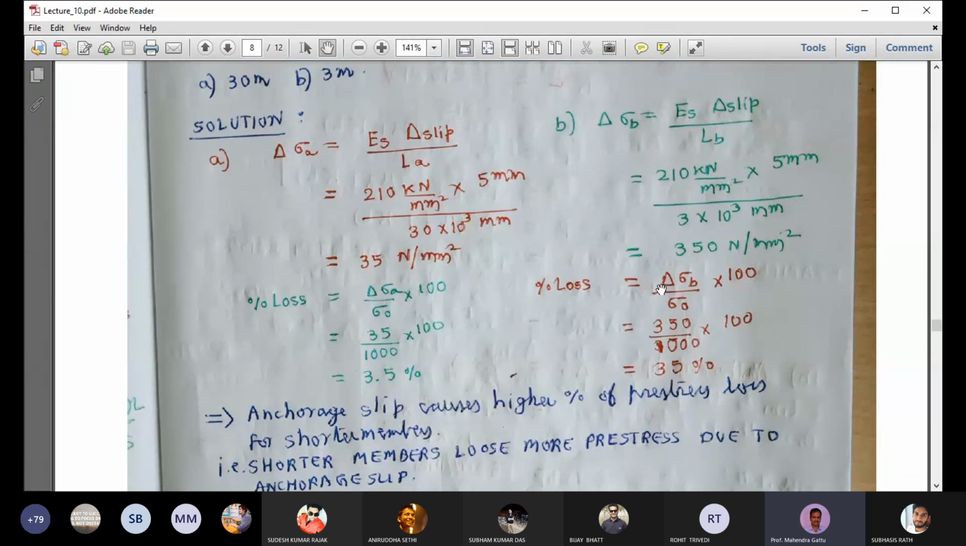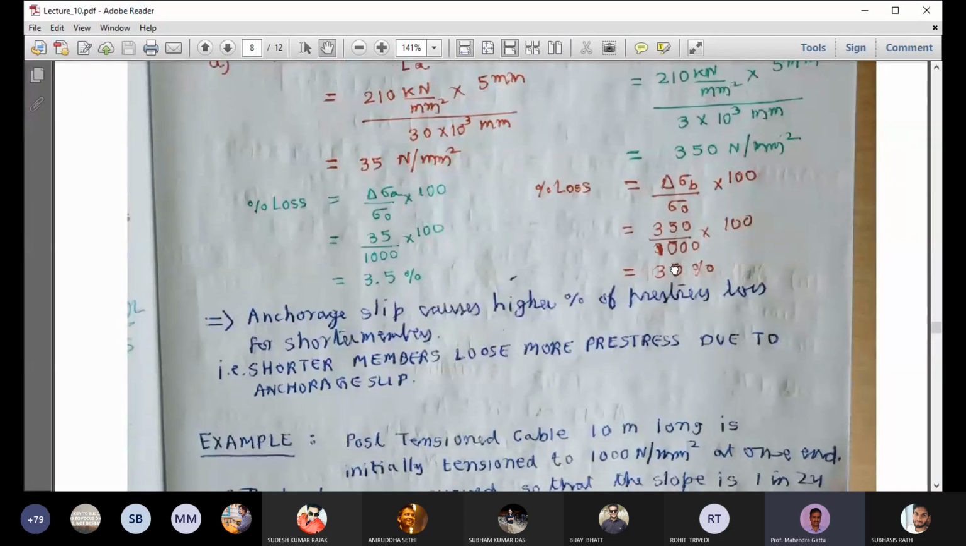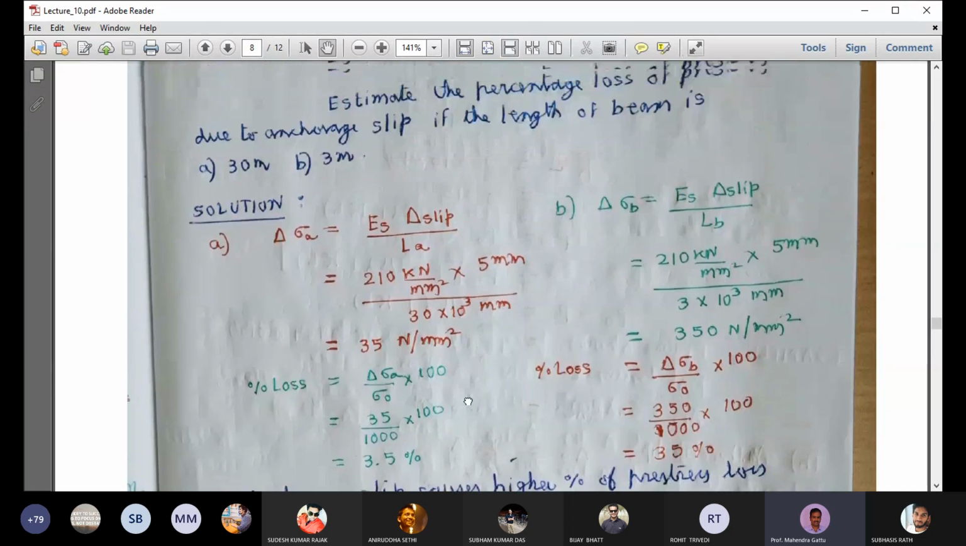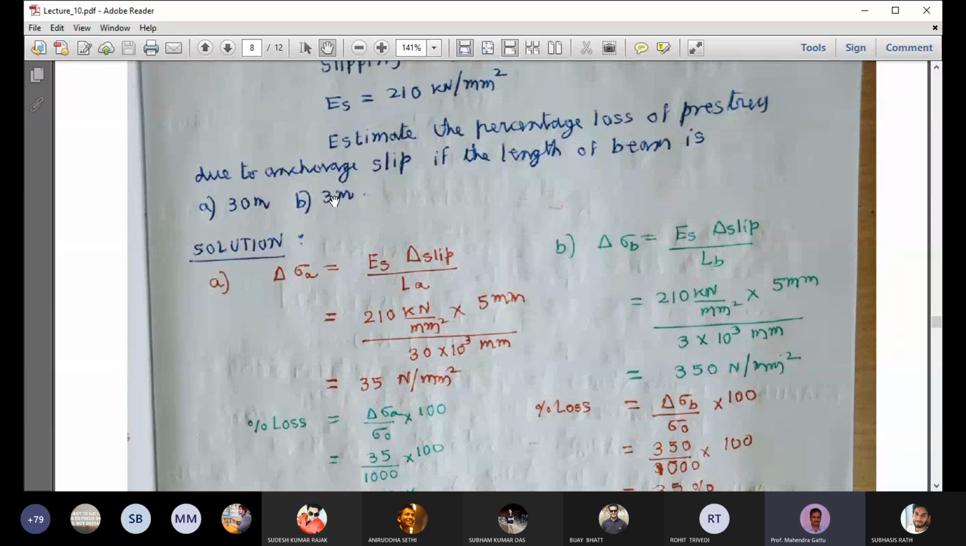Okay, so the percentage loss will be 350 by 1000. So we are getting 35%. So there is a higher loss in pre-stress for shorter beams. Okay, so shorter beams lose more pre-stress due to anchorage slip. So that is the main conclusion from this example. If the beam is short, a small anchorage slip will result in a very large loss in pre-stress.